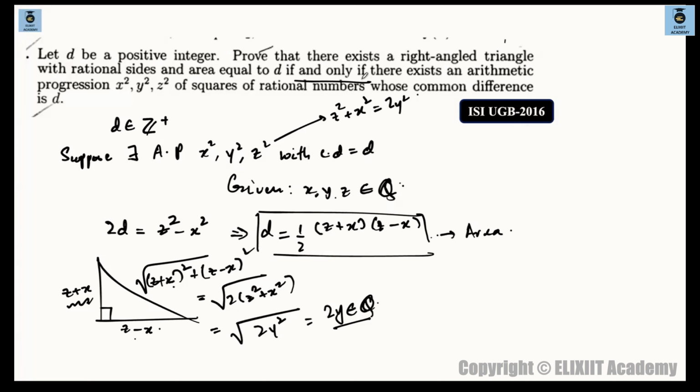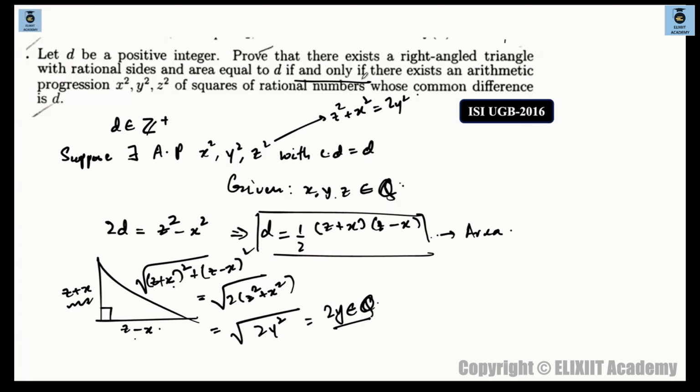Now you assume that there exists a triangle with all rational sides, fine, and then we will prove that there exists an AP of squares of all rational numbers with common difference D. उल्टा जाना है अभी, समझ पा रहे हो ना what I'm trying to say?